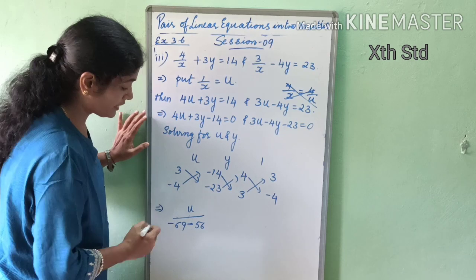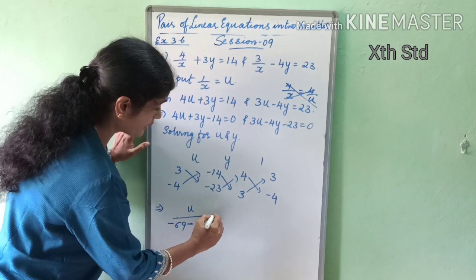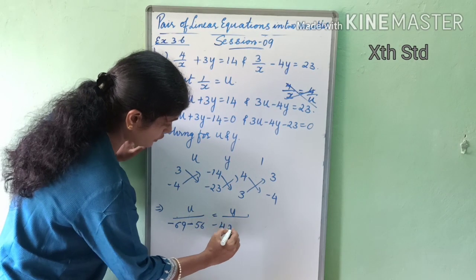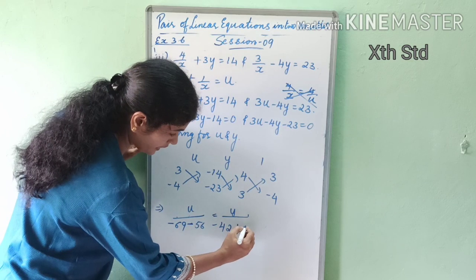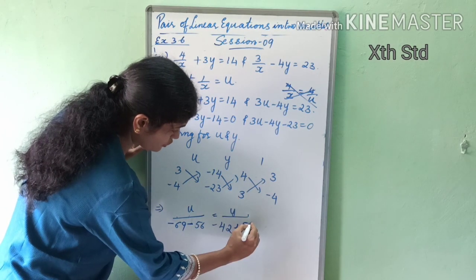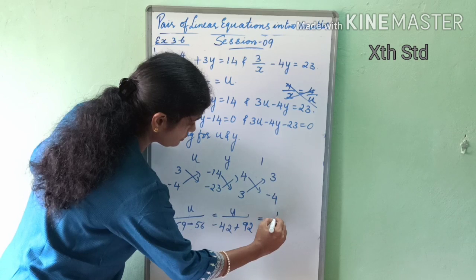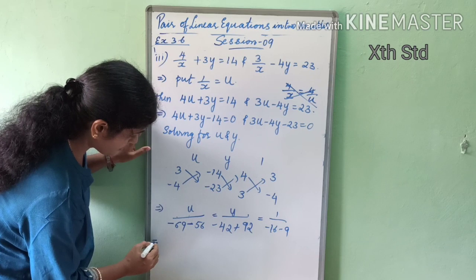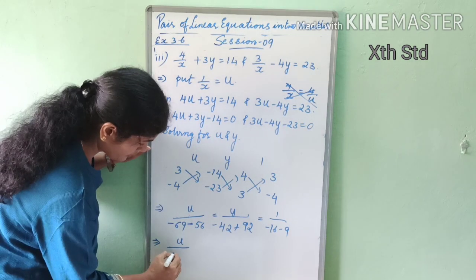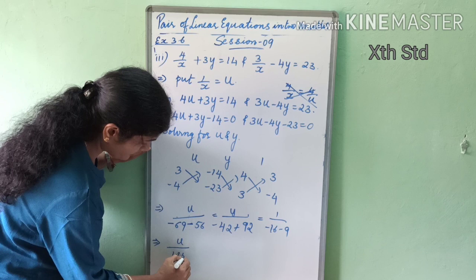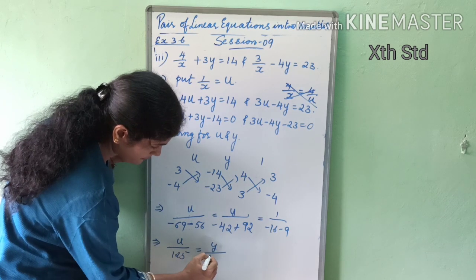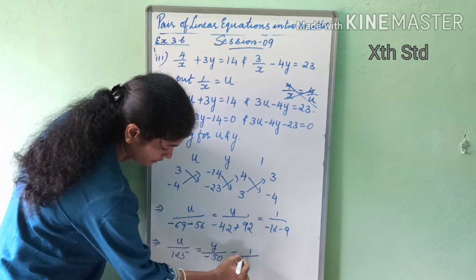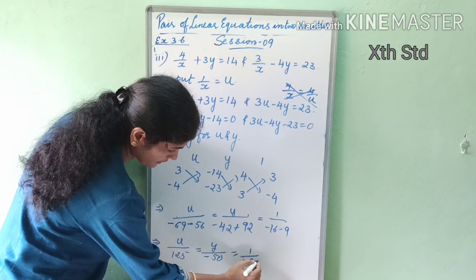Then this side it is equal to y by minus 42 plus 92, right? 92 equal to 1 by, this is minus 16 minus 9. Now further if you simplify, u by 125 is equal to y by minus 50 equal to 1 by minus 25. Correct?